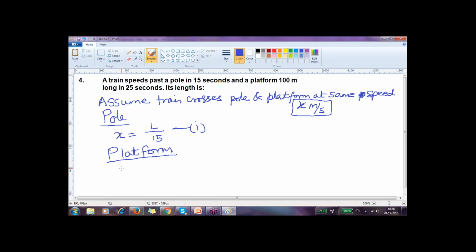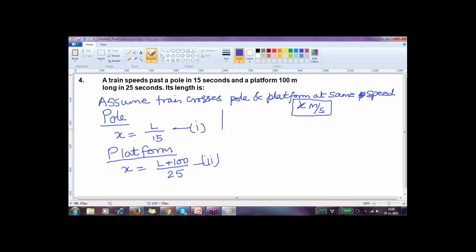Here speed is equal to, now what is the distance here? At this point, the train is crossing the platform. So it will be the length of the train plus the length of the platform by time taken to cross, which is 25. This is your second equation.